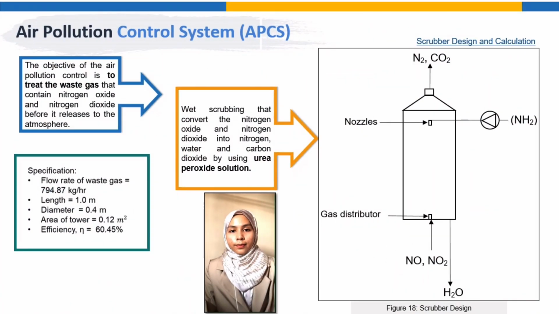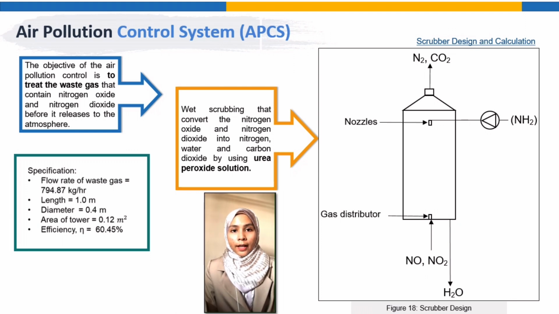The last part of the waste management is the Air Pollution Control System, APCS. The objective of the APCS is to treat the waste gas before being emitted to the atmosphere. In this context, wet scrubber equipment is used to convert nitrogen oxide and nitrogen dioxide into nitrogen, carbon dioxide, and water by using the urea peroxide solution.